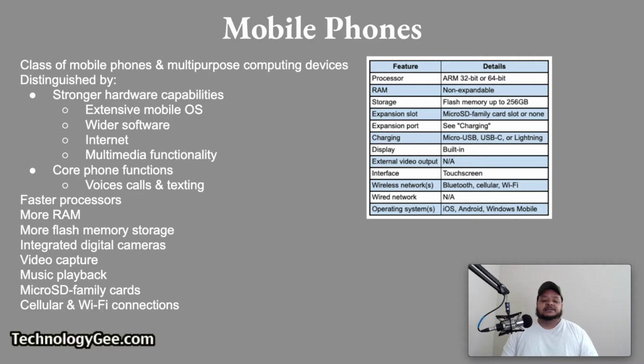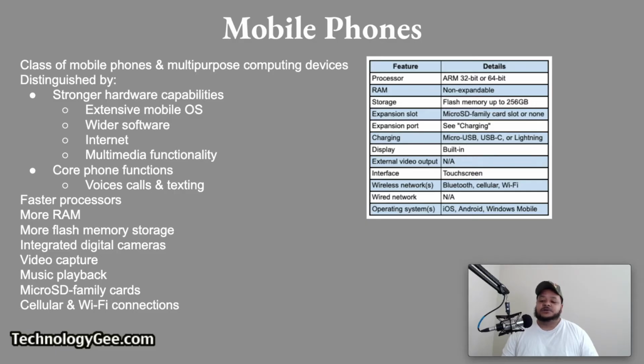Mobile devices. Smartphones are a class of mobile phones and multi-purpose mobile computing devices. They are distinguished from feature phones by their stronger hardware capabilities and extensive mobile operating systems, which facilitate wider software, internet, including web browsing over mobile broadband, and multimedia functionality, including music, video, camera, and gaming, alongside core phone functions such as voicemails and text messaging. Smartphones are among the most widespread computing devices in common use.